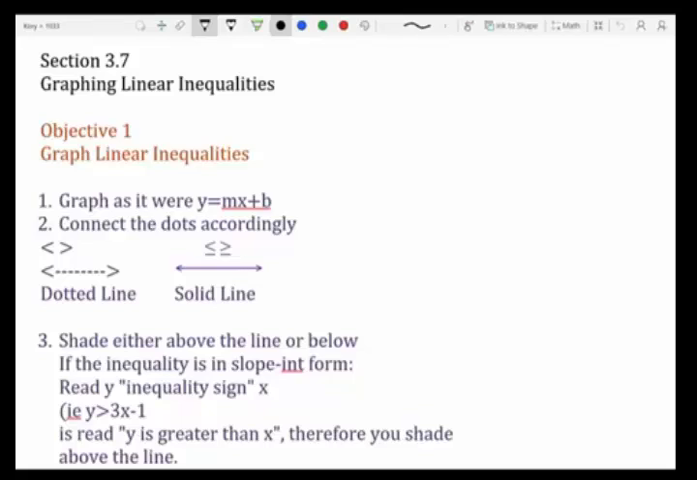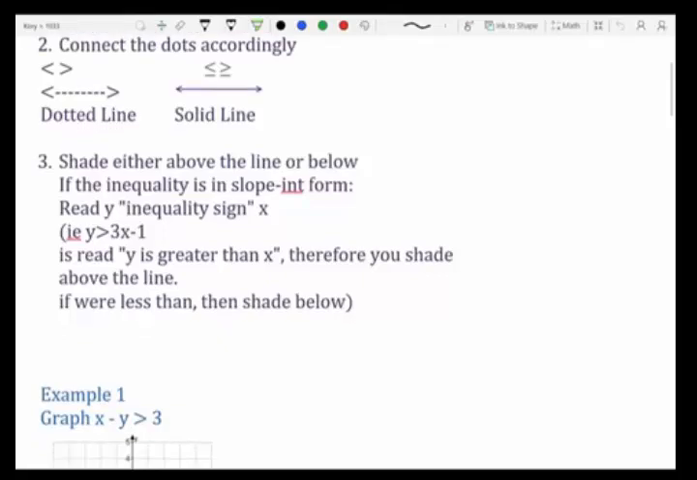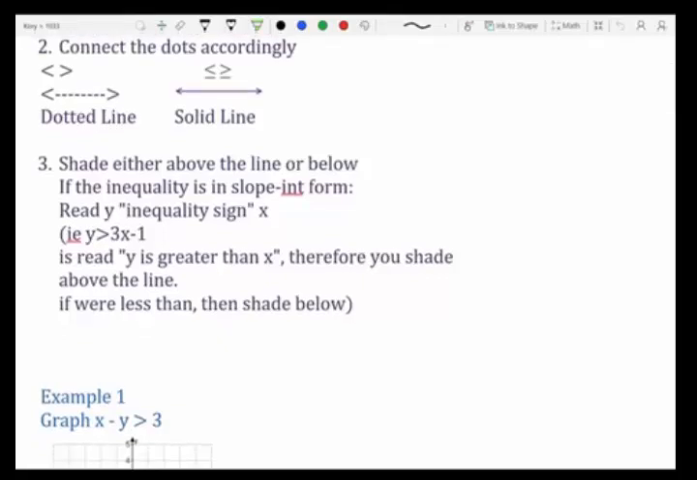So you're going to graph it as if it was y equals mx plus b, connect the dots according to the inequality symbol, and then you're going to shade. You might remember picking a point and then shading, testing the region. You no longer have to do that. You're going to shade above the line or below.